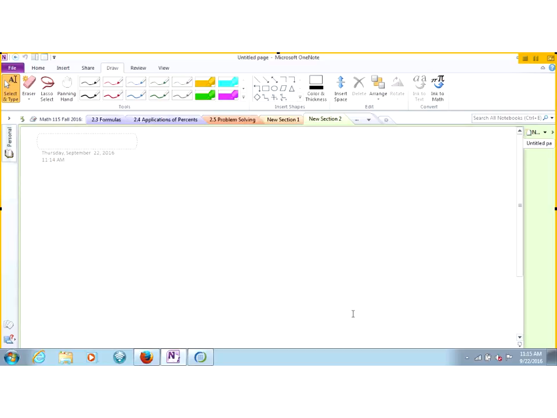Okay, so 9.1 is inequalities and domains. Did you guys talk about the interval notation? Oh, we did? We reviewed it? Okay, good. So we don't have to review it right now. So let's just do the inequality.